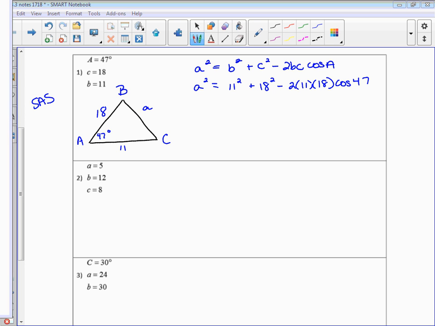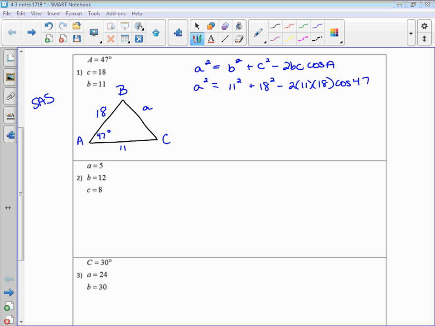Yes. Please do this all at once. Do not do 11 squared is 121 and write that down, and then 18 squared, and so on. Just key it all in one nice step. That's all you got to do. I'll pull my calculator up here in a second.